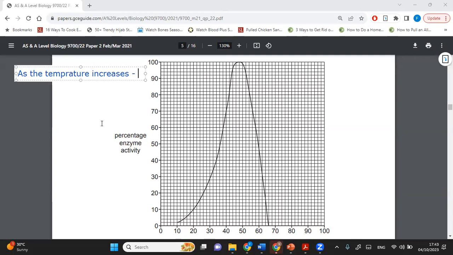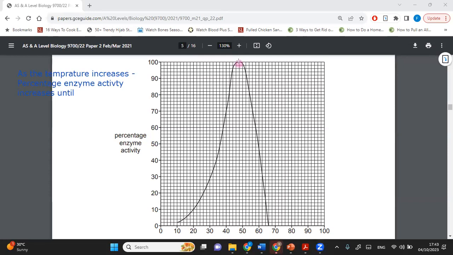Anuj, what do you think I should say about the enzyme activity? As I'm increasing the temperature, what's happening to the enzyme activity? Yes, you're right. Percentage enzyme activity increases. And then what happens? It increases and then it reaches a peak value. Do you know what this peak value is? As the temperature increases, percentage enzyme activity increases until what?